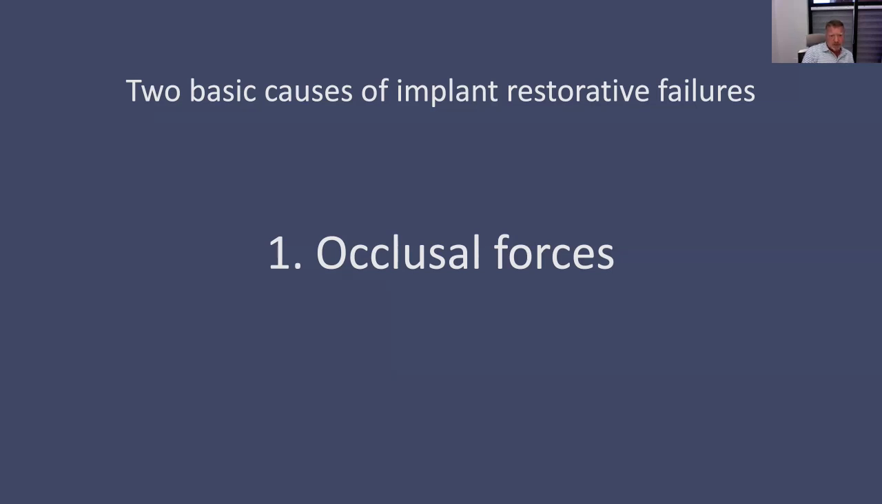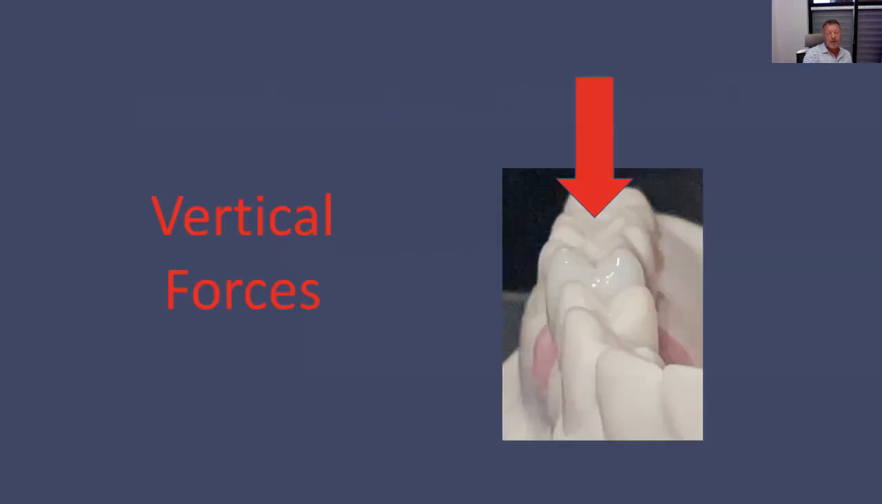So there's a lot of different types and angles of occlusal forces. Teeth get hit in a lot of different ways, but you really can kind of break it down into three basic forces. So you have vertical forces, lateral forces, and then even though it's a vertical force, I would put cantilever forces into their own topic or their own group. So a vertical force is really just straight down compression on the implant.